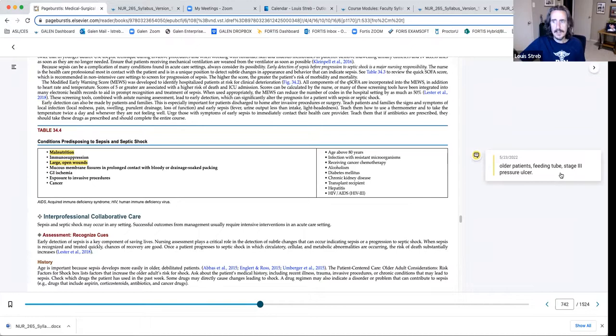We don't say your patient's malnourished. We say your patient got a feeding tube. That should clue you in that they're malnourished. We don't say you have a large open wound. Every patient you get is going to be like a real patient. You're just looking at them and assessing them. What is my priority intervention? What do I need to do to make sure grandma doesn't die?